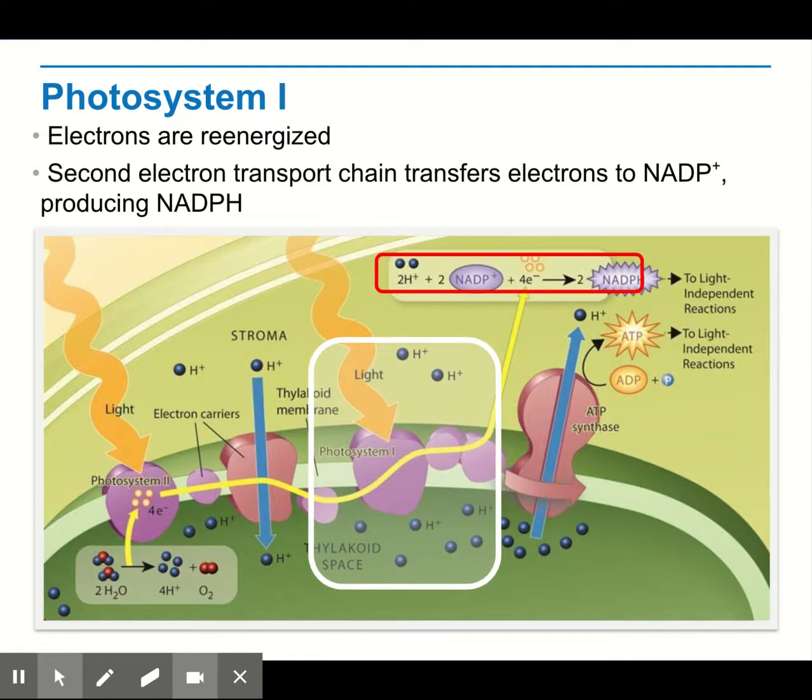Eventually, those electrons, so here they are, get picked up by an NADP plus molecule, which has low energy. And so the addition of electrons plus NADP plus and some hydrogen ions, which are just floating around in the stroma, all combine to form this very high energy molecule that we call NADPH. So this has high energy. This high energy molecule is going to be used later on in the light independent reactions to provide energy.